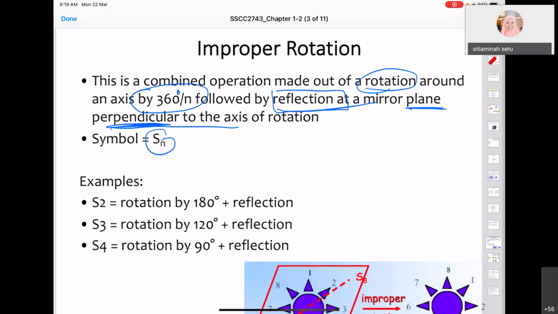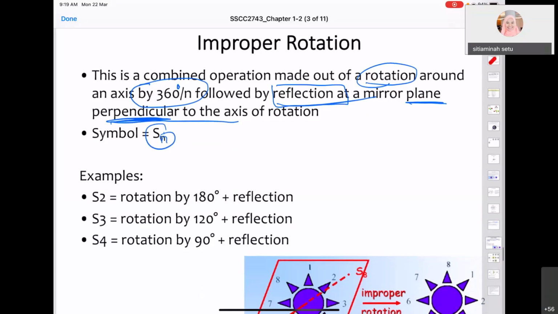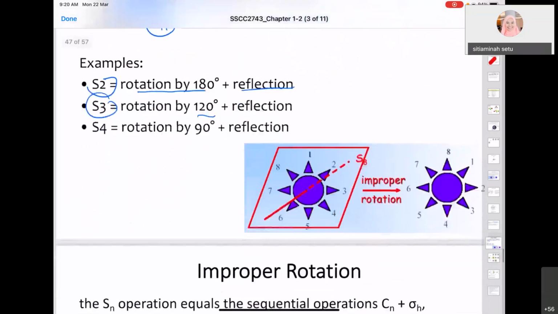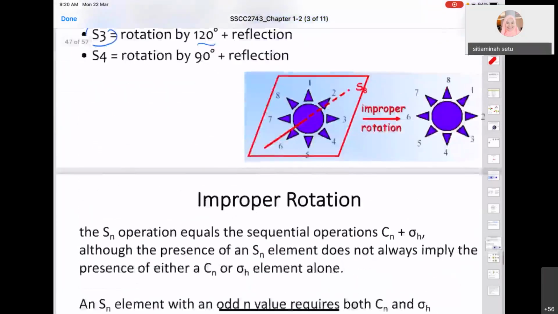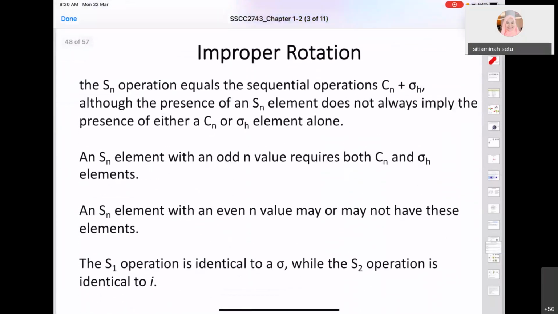And then the symbol is Sn. n is the axis of rotation, sama juga macam kita bincang rotation sebelum ni. So kalau S2, that means the molecule is rotated by 180 degree plus the reflection. Kalau S3 is rotation by 120 degree plus the reflection, and S4 is rotation by 90 degree plus the reflection. Right, so let's go straight to more detail about improper rotation.